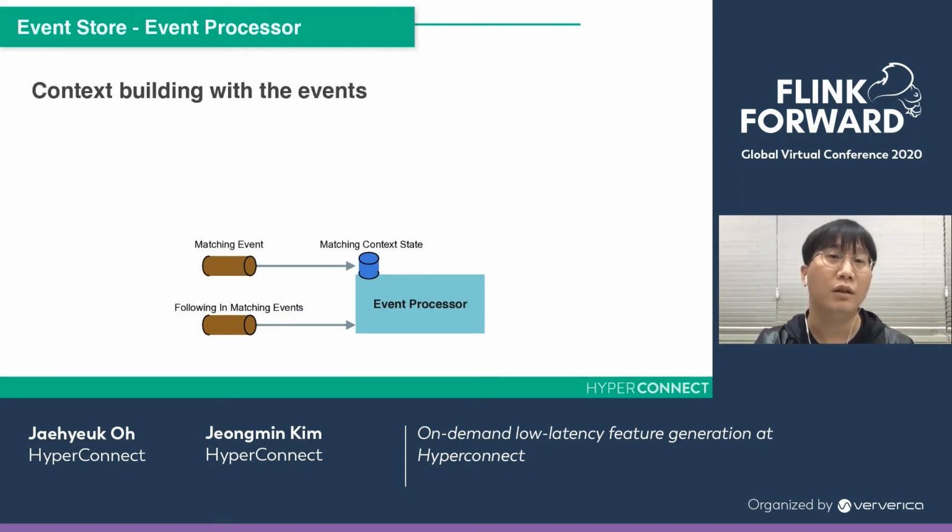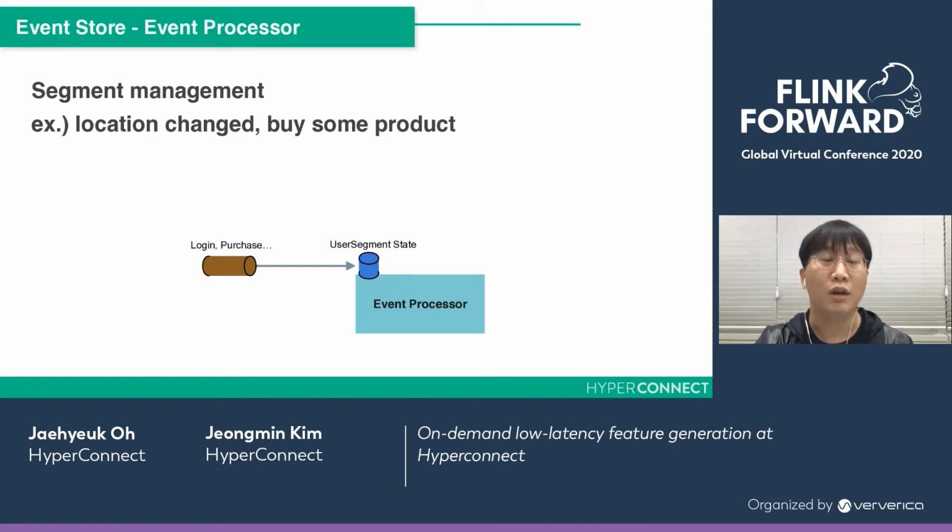Next is context building with the events. The event processor can get information about their match during the matching events. So even though the following in-match events lack the peer information, the event processor can fetch the necessary information from this state. For example, this matching context state can be used when someone requests a friendship in a match and we need to find who the peer is.